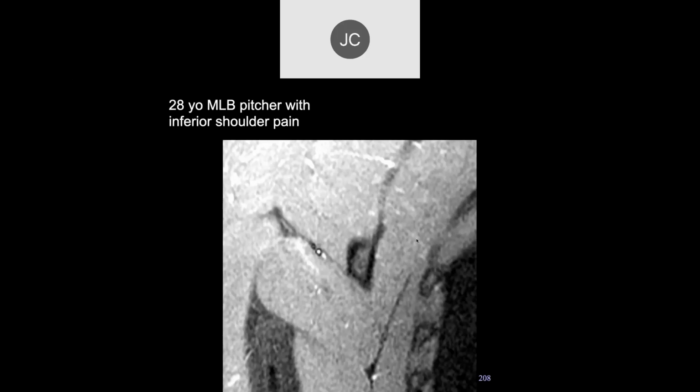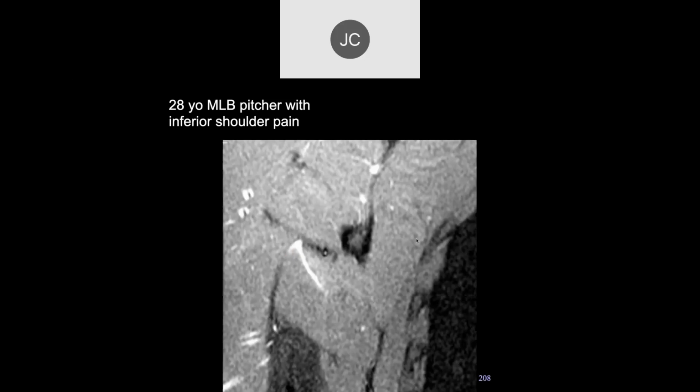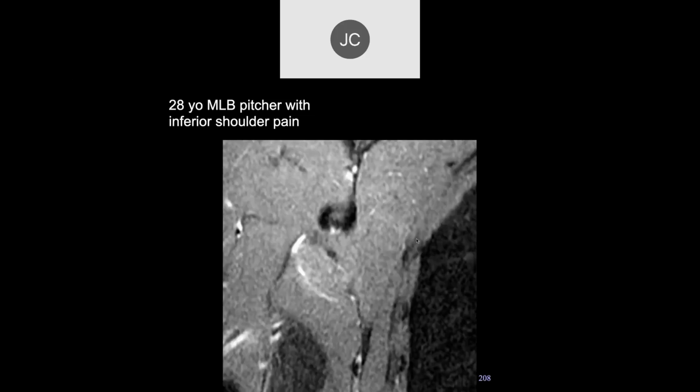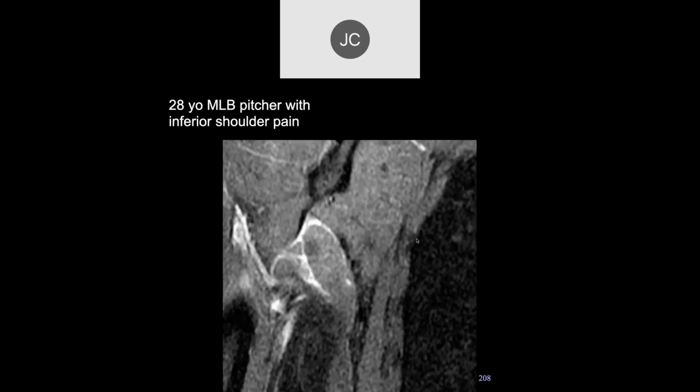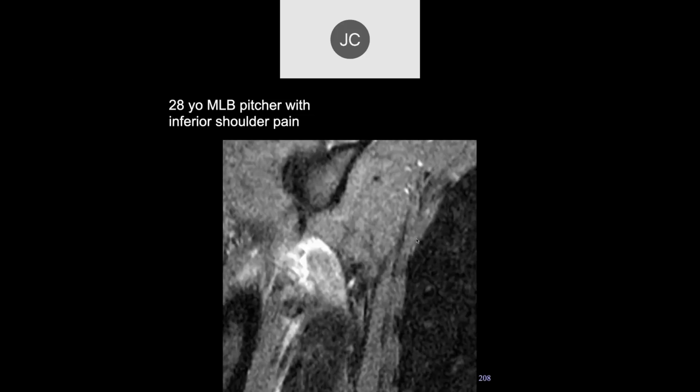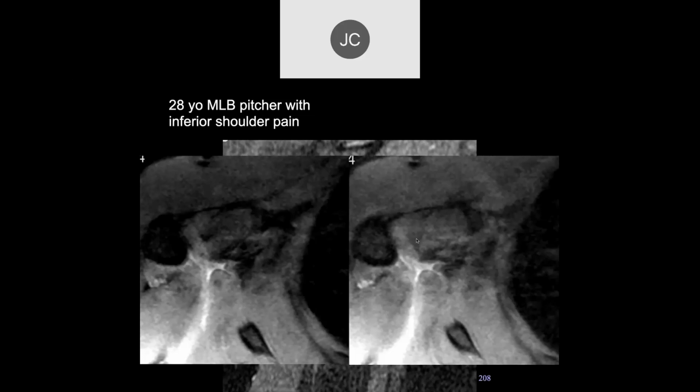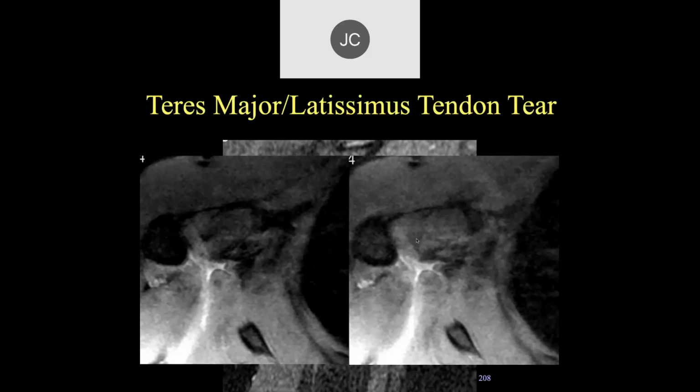All right, so we have a 28-year-old MLB pitcher with inferior shoulder pain. Not seeing a whole lot. There may be some edema there. Yeah, some more fluid signal. Is that the teres major again, or latissimus dorsi? Well, it's going kind of horizontal, not really up and down. So this is primarily the teres major, but there was also a little bit tracking down from the latissimus dorsi as well.